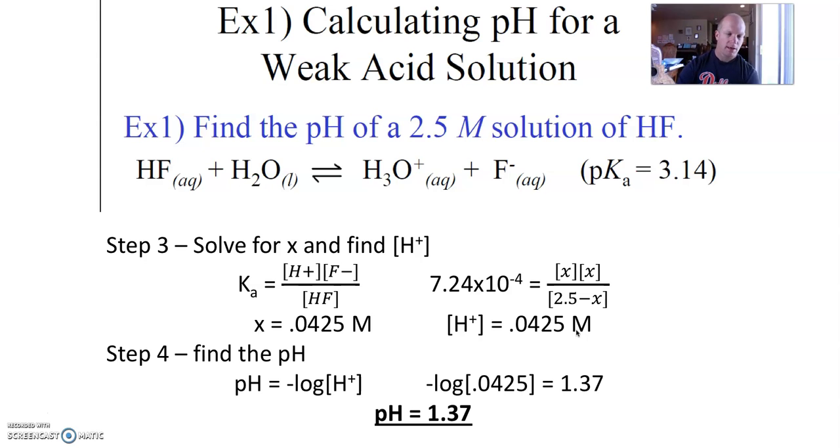Next, finally, we're going to find the pH. The pH is the negative log of our concentration of H plus. So I take the negative log of the concentration I just found, and I get my pH is 1.37. All right, folks, so that's equilibrium and acids and bases.